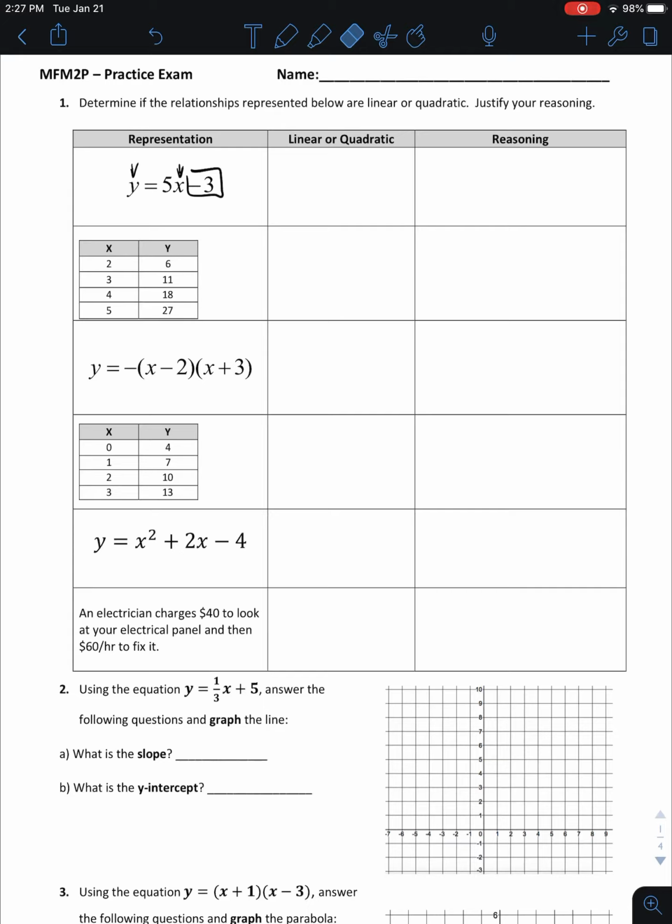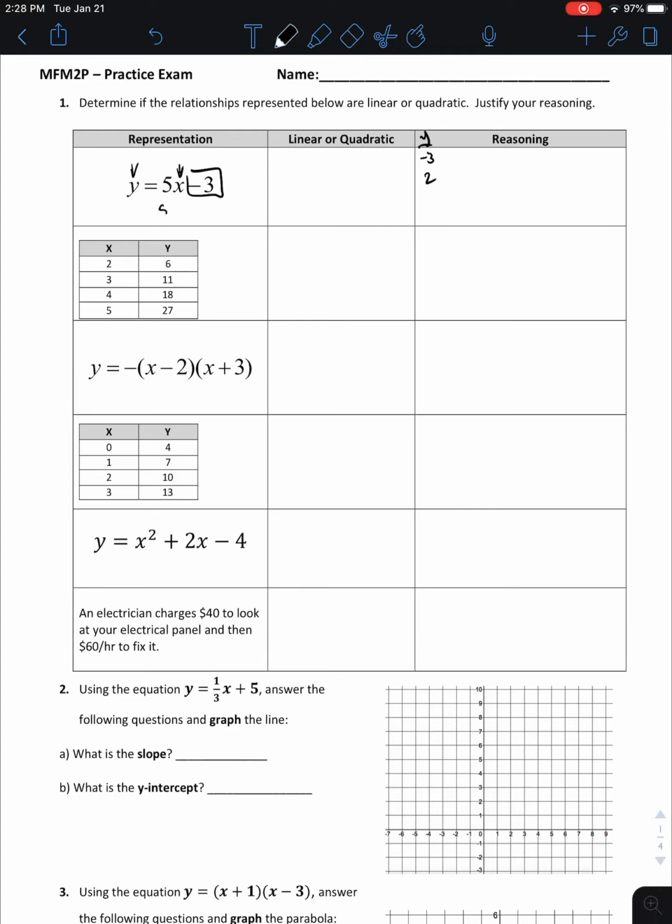The next one, I'm going to plug in 1. Let's just keep a little track here. We could put in negative 3. These are the y values. Then I'm going to plug in 1. Well, 5 times 1 minus 3 is going to be 2. So we can keep track of that.